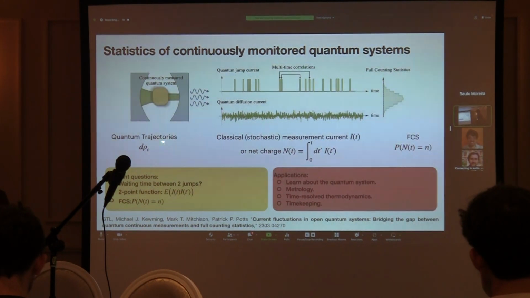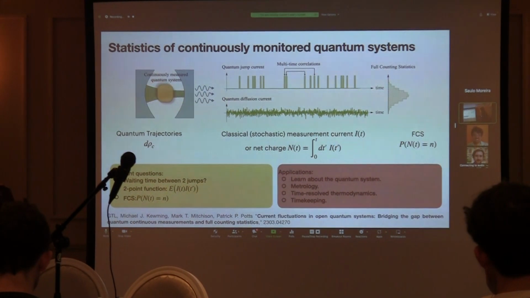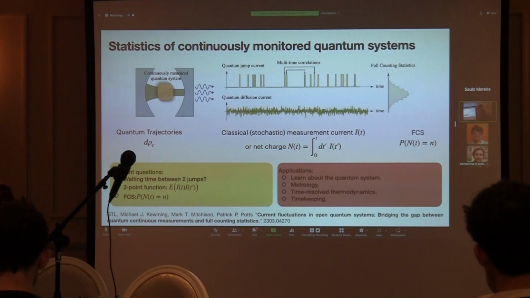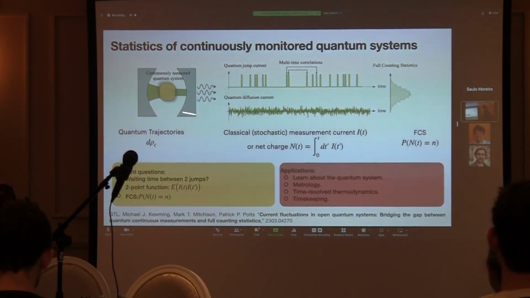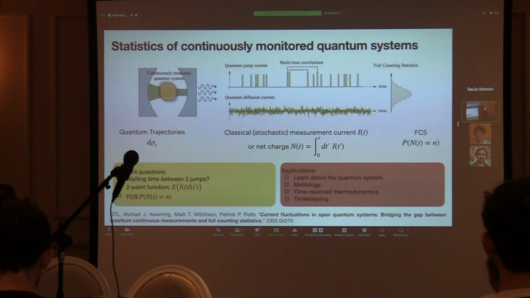Now, this has a strong analogy with the idea of a hidden Markov model, where you never see the quantum system, so it's kind of like the hidden layer in the Markov model. What you see is essentially just a measurement record, right? So what you want to do is say as much as possible about this hidden layer from the visible layer that you see.